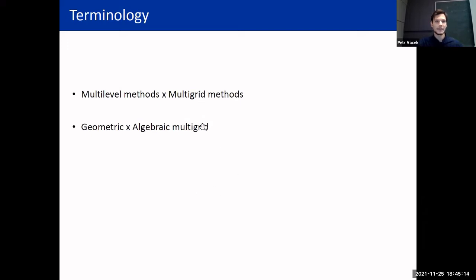So let's start with a basic terminology. In the literature, you can find multilevel methods and multigrid methods. Multilevel methods is a more general class of methods. Today we will focus on multigrid methods. And then we distinguish between geometric and algebraic multigrid. So I will start with geometric multigrid and then explain the difference.